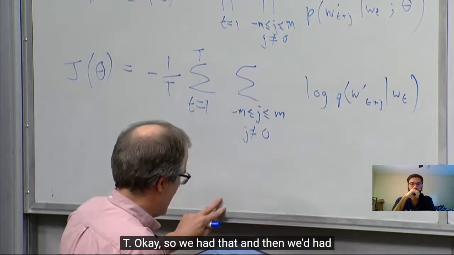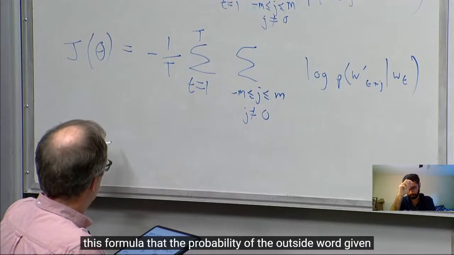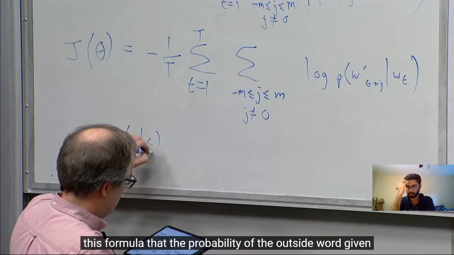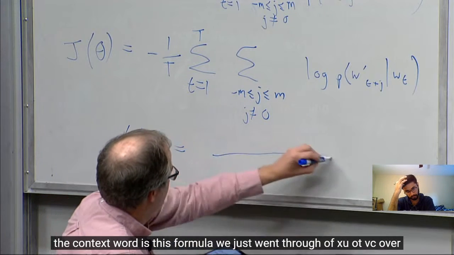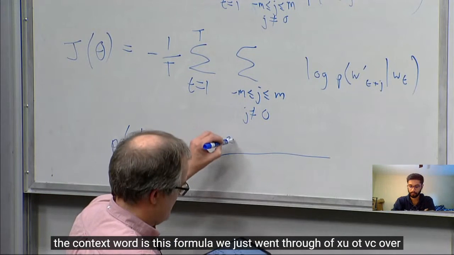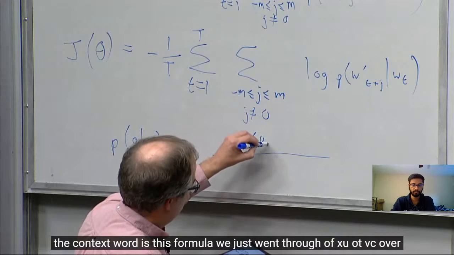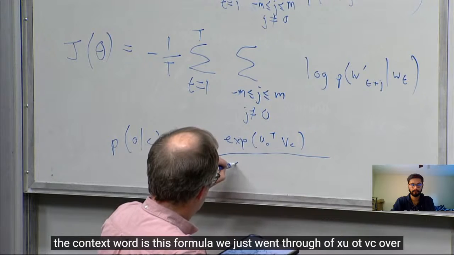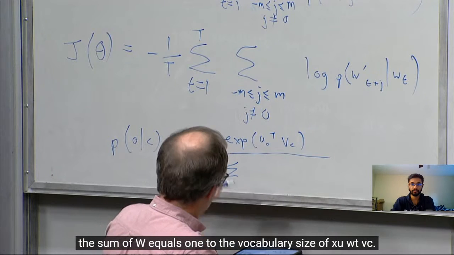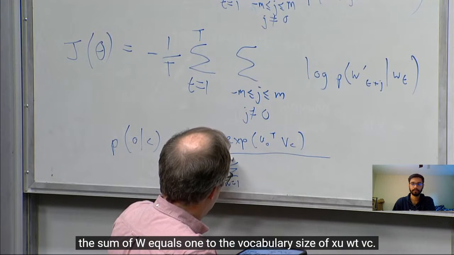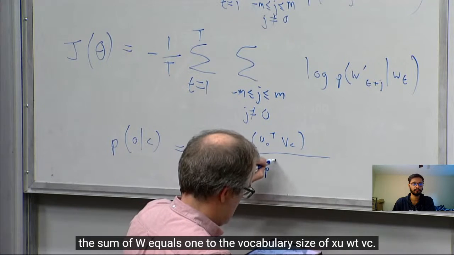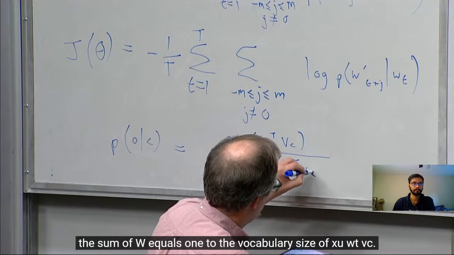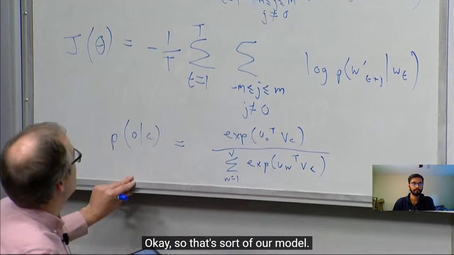Okay, so we had that, and then we had this formula that the probability of the outside word given the context word is the formula that we just went through: exp of u_o transpose v_c, over the sum of w equals 1 to the vocabulary size of exp of u_w transpose v_c. Okay, so that's sort of our model.